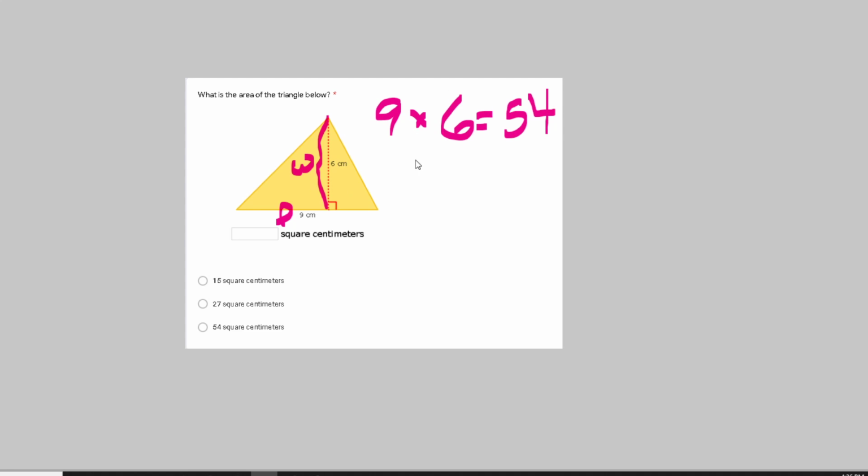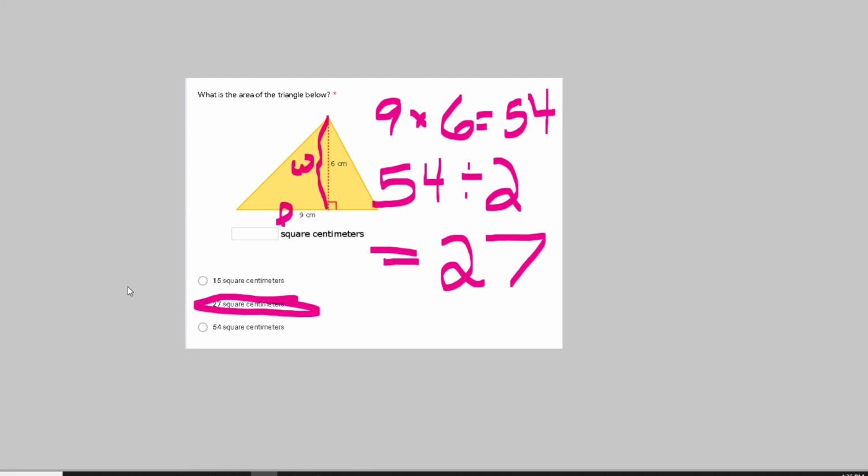But that's not going to give us the final answer. This is a triangle, right? It has 3 sides, so we need to take this 54 multiplied by 1/2, or in other words, we divide by 2 to get 27 square kilometers.